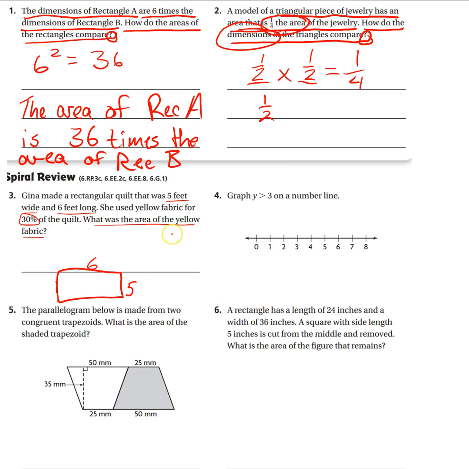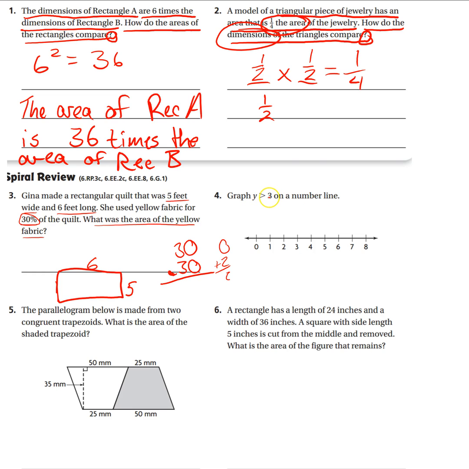Well, 6 times 5, the area is 30 total. And then if we find 30% of that, we need to multiply that by 0.3. And we can make it 0.30, and then that's going to be your answer. Don't forget, move your decimal over 2 places when you get that.